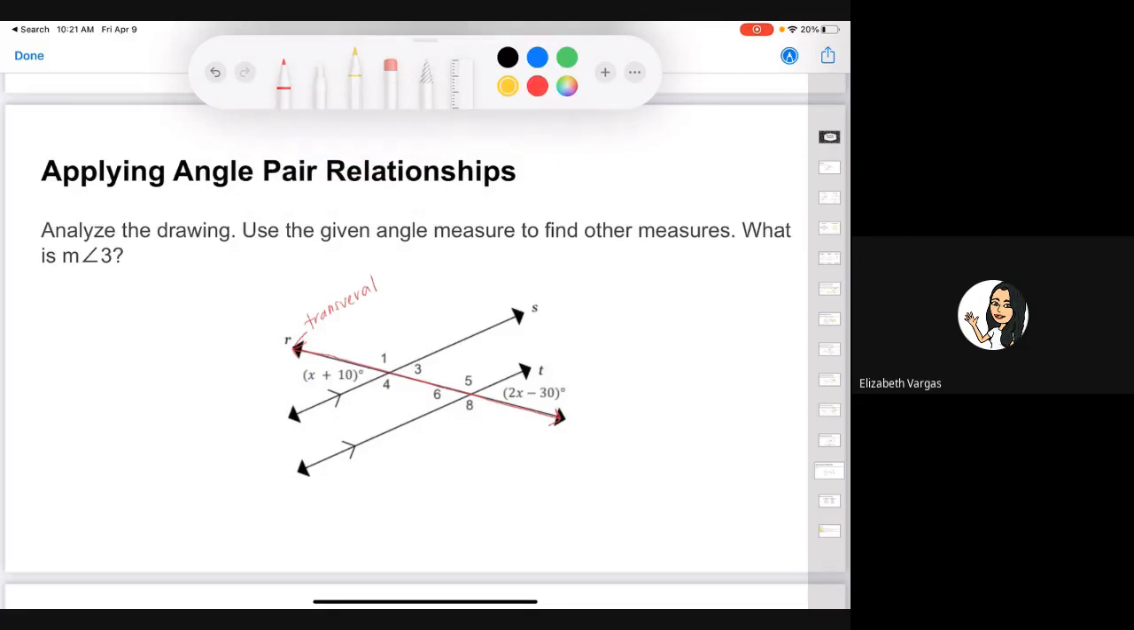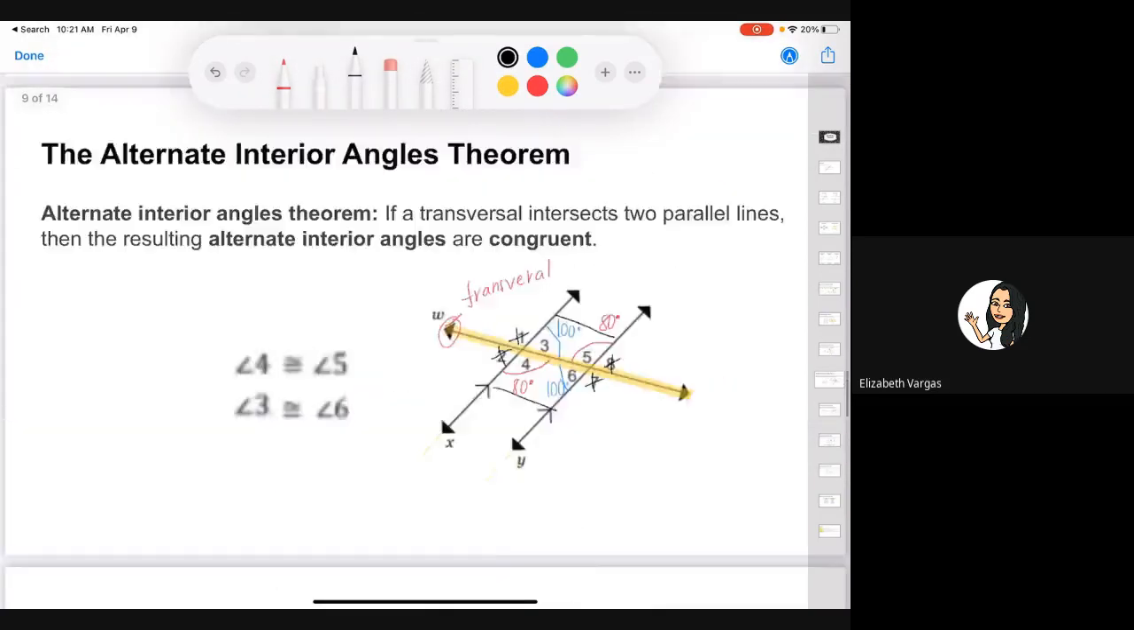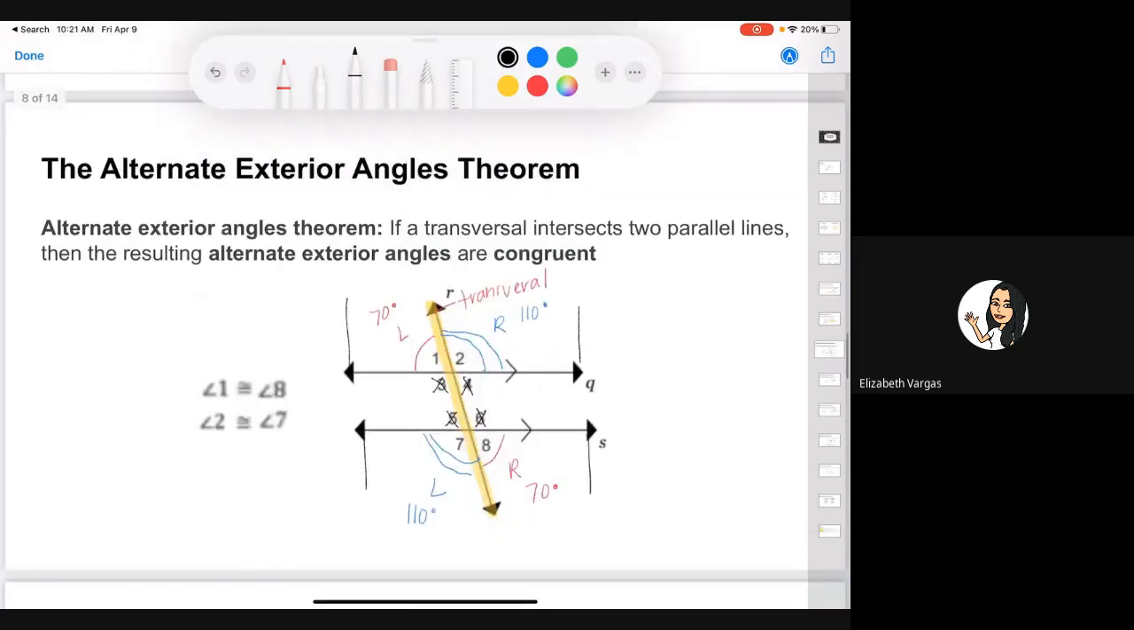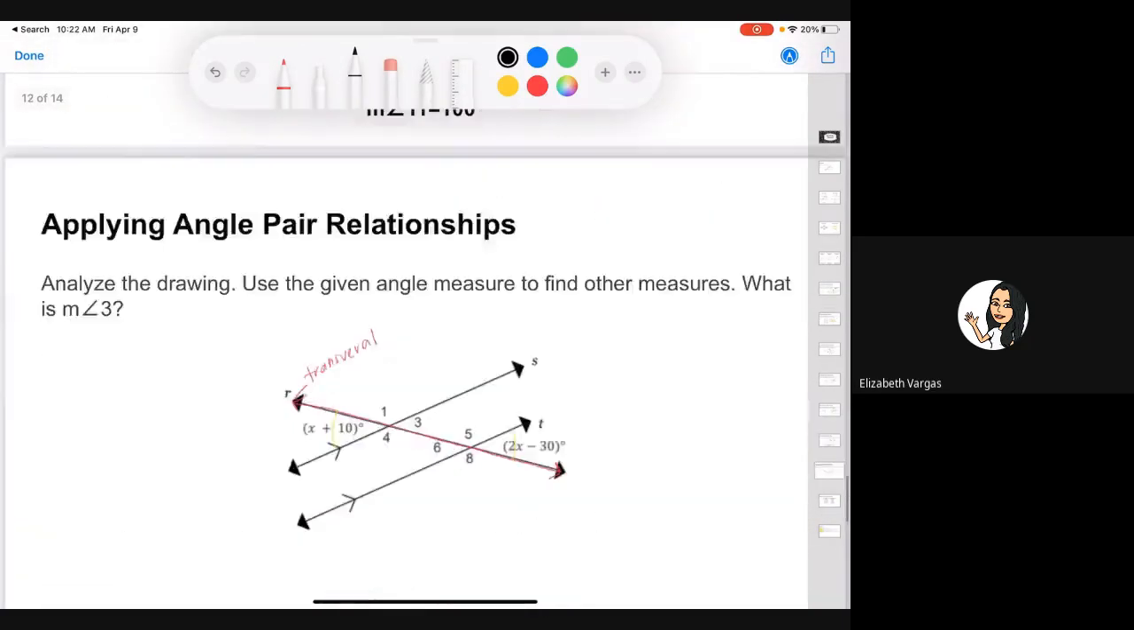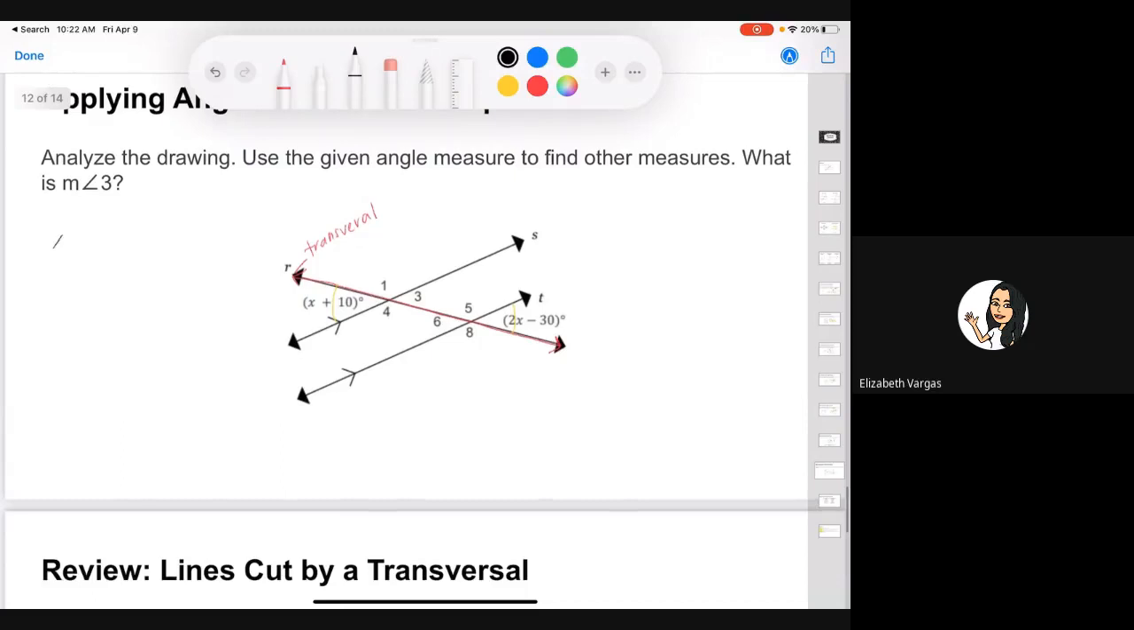More specifically, what I have here are alternate exterior angles. I have two angles on the exterior, on the outside, which are on alternate sides. What do I know about my alternate exterior angles? Alternate exterior angles are congruent to each other, so I can put those two equations congruent to each other and solve for x.